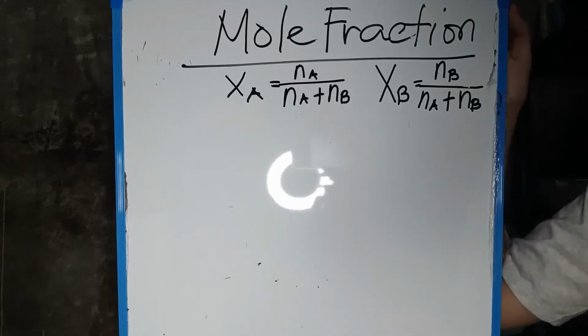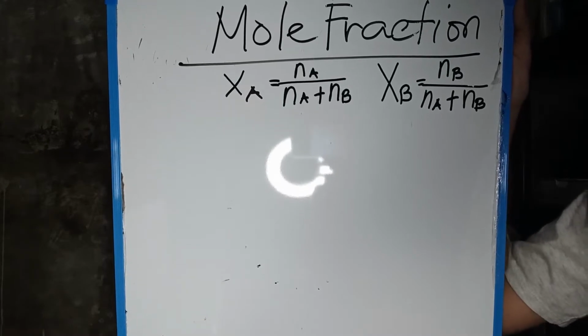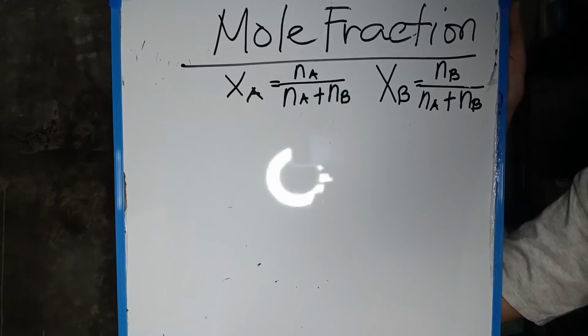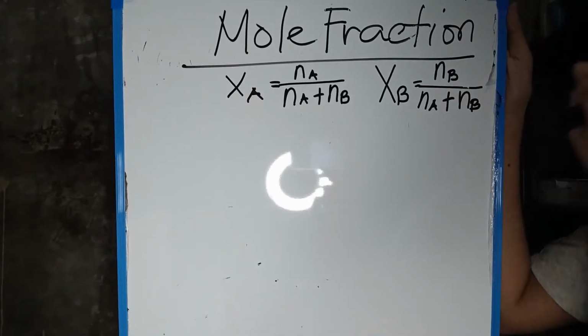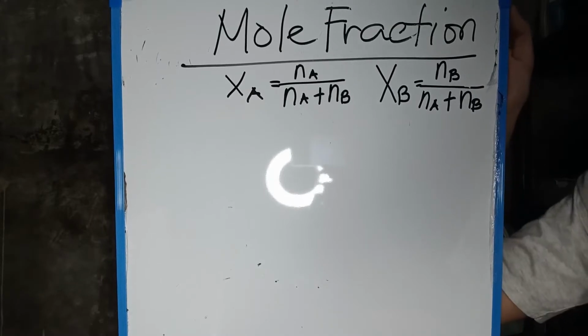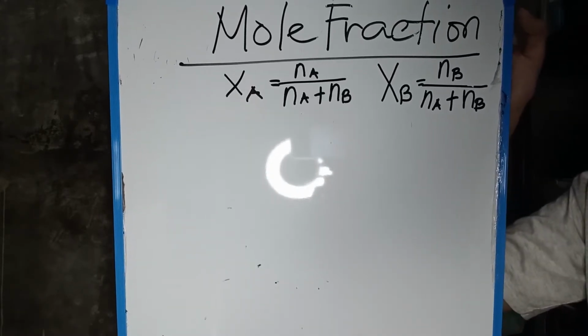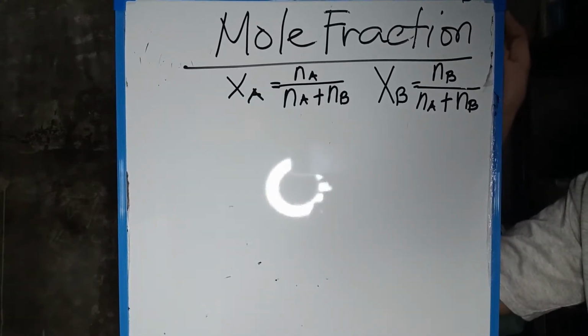So next, our topic is all about mole fraction. This is our formula: XA is equal to NA over NA plus NB. Then our second formula is XB is equal to NB over NA plus NB. Later on, we will determine where we get the NA and the NB.